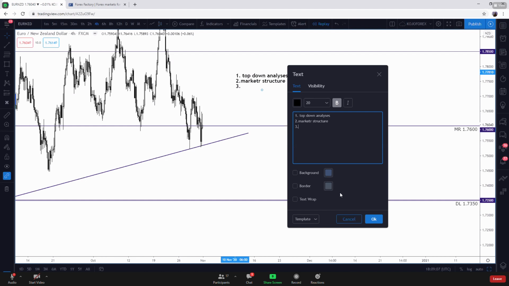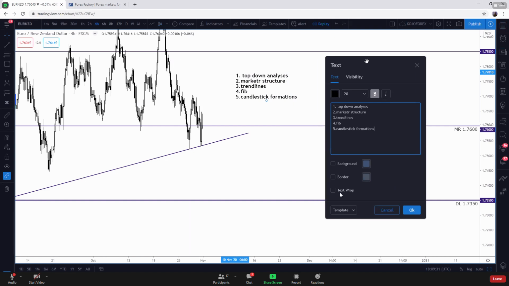3, trend lines, which I told you about the third touch. 4, Fibonacci. And then today we're going to talk about the candlestick formations. So it's a process, right? Anytime you're looking at the market, have these processes in mind that you start with.